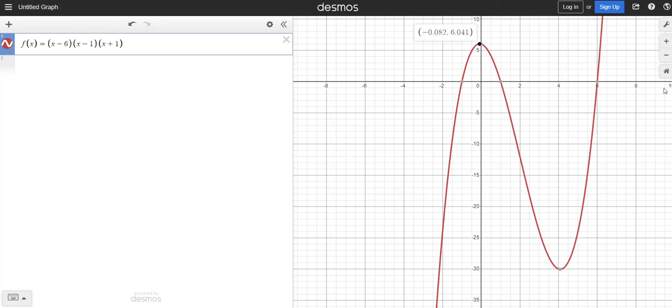The maximum, so local max, at about negative 0.08, comma 6.04. And there's a local minimum at about 4.08, comma negative 30.04. Okay. I'm actually going to label those values on my graph because they're going to be helpful to me when I answer the next couple of questions. So before I go back to my paper, I'm just labeling those points just like they're labeled here in Desmos.